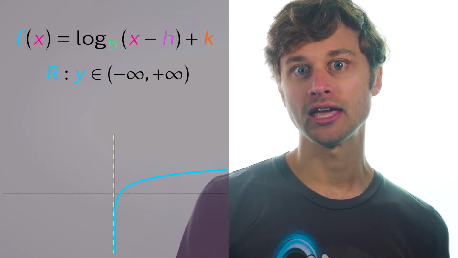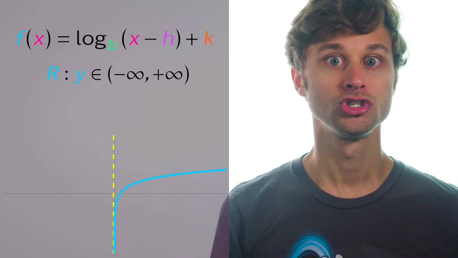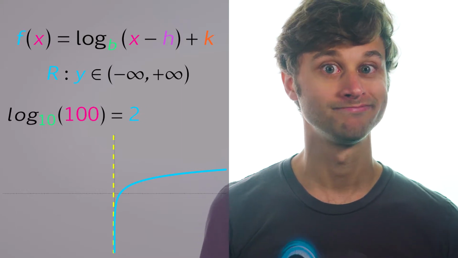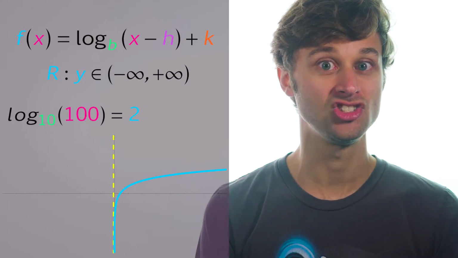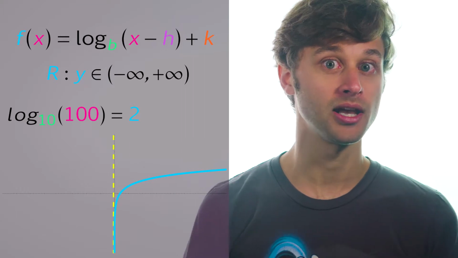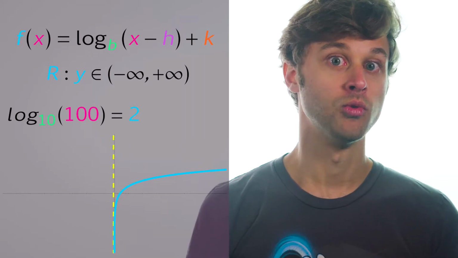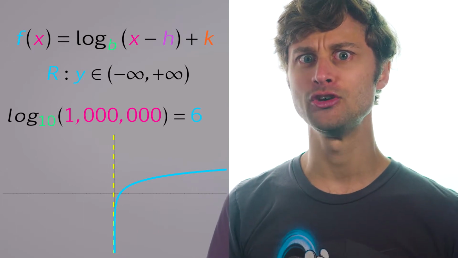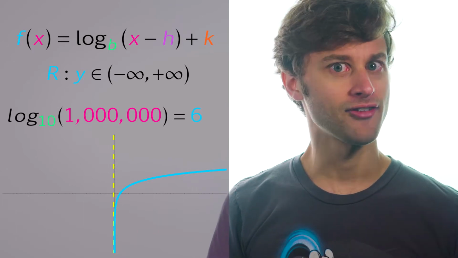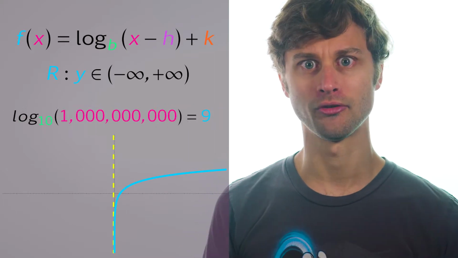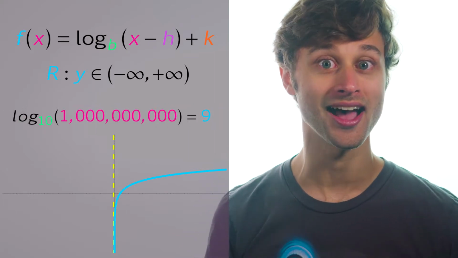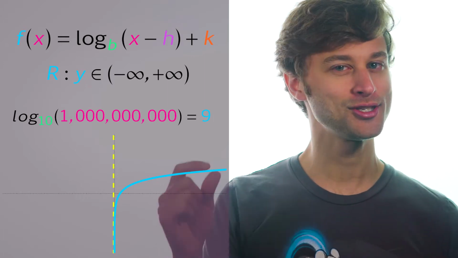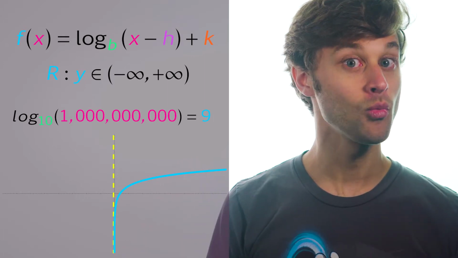So if I look at the base 10 logarithm, so let's say, what's the log base 10 of 100? Well, the y value of that is just 2. And if I plug in the value of what's the logarithm base 10 of 1 million, I get a y value of 6. If I plug in a value of 1 billion for x, I get a y value of 9. So for big jumps in x, I get very small jumps in y.